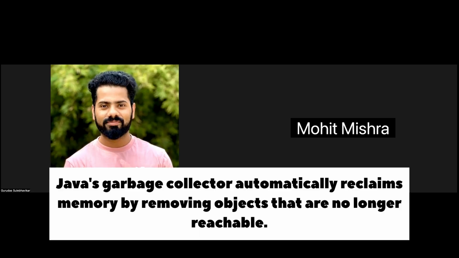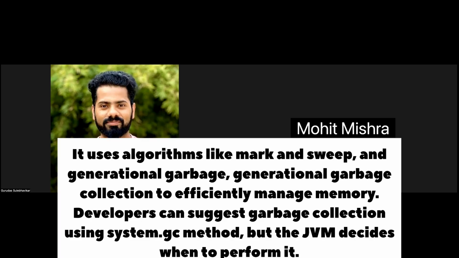How does garbage collection work in Java? Java's garbage collector automatically reclaims memory by removing objects that are no longer reachable. It uses algorithms like mark and sweep and generational garbage collection to efficiently manage memory. Developers can suggest garbage collection using the System.gc method, but the JVM decides when to perform it.